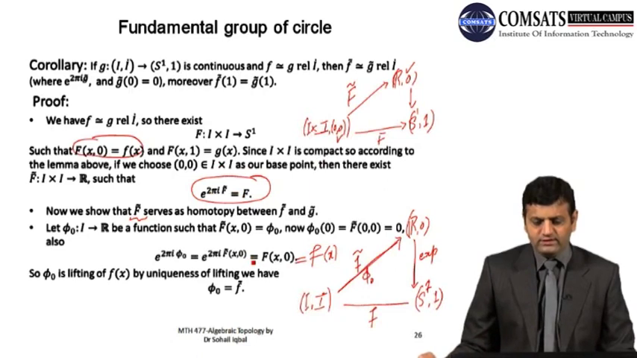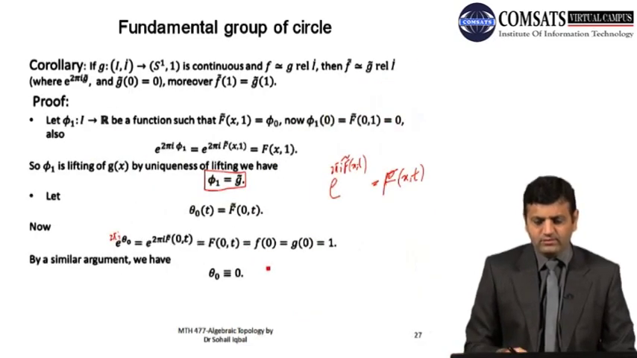that phi naught is equal to f tilde, we can use the same argument to prove that this theta naught is equal to 0, because this theta naught is going to be an integer value, and because e raised to power 2 pi i theta naught is equal to 1, and using similar properties, we can see that this theta naught must be equal to 0, because it is integer valued, and that integer is going to be 0 only.